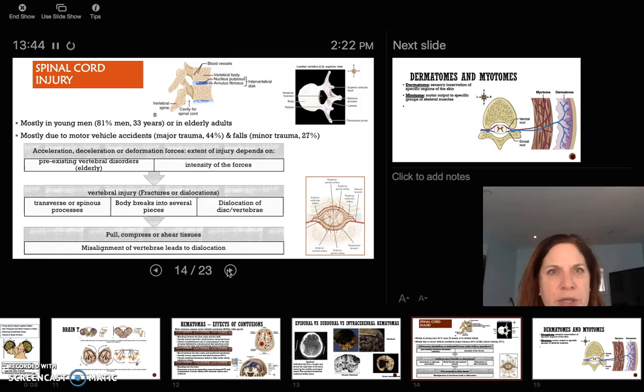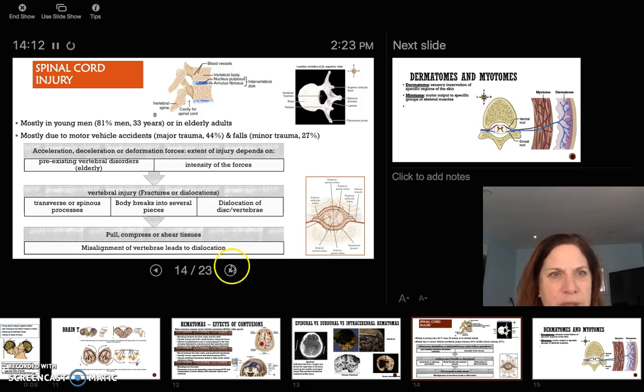So, spinal cord injury. Spinal cord injury happens most commonly to young men. 81% of people who have spinal cord injuries are men. Average age is 33 years old, and elderly adults are the other percentage. This happens mostly due to motor vehicle accidents, which are a major trauma, and falls.